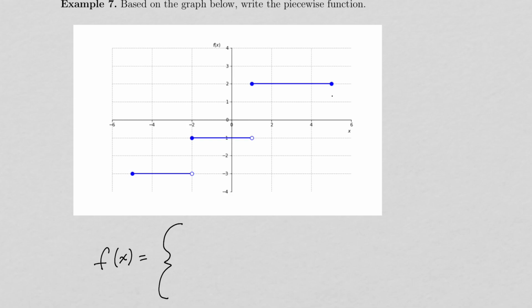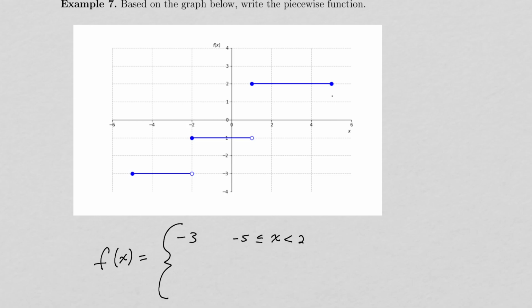If I look at this first one, see how this is going from, it looks like negative 5, including negative 5, up to 2, but not including 2. So that first piece would be x greater than or equal to negative 5, but less than 2. If that's true, what's the output? Well, the output is negative 3. So f of x equals negative 3 if x is greater than or equal to negative 5 and less than 2.